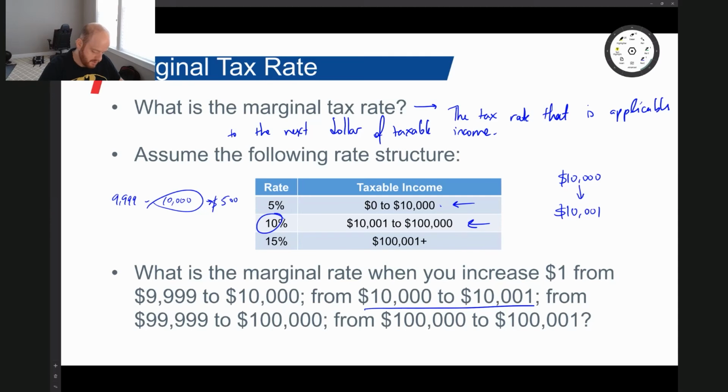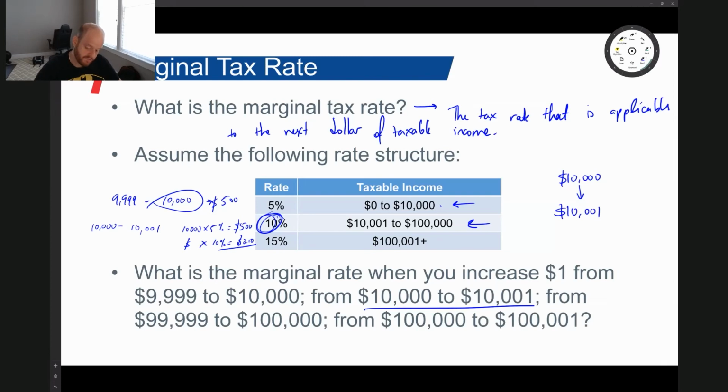When you go from 10,000 to 10,001, your marginal tax rate changes because the first $10,000 of your income is still going to be taxed at 5%. So it's still 500. And your additional $1 is going to be taxed at 10%, so that is going to be 10 cents. So your actual tax is only going to be changing by 10 cents, but your marginal tax rate is going to change because your additional $1 is going to be taxed at that 10% tax rate.